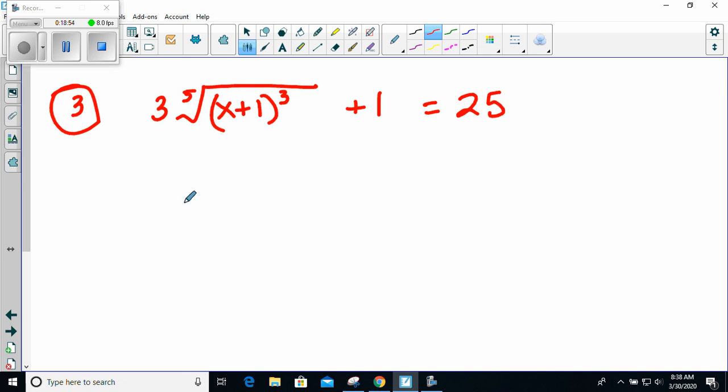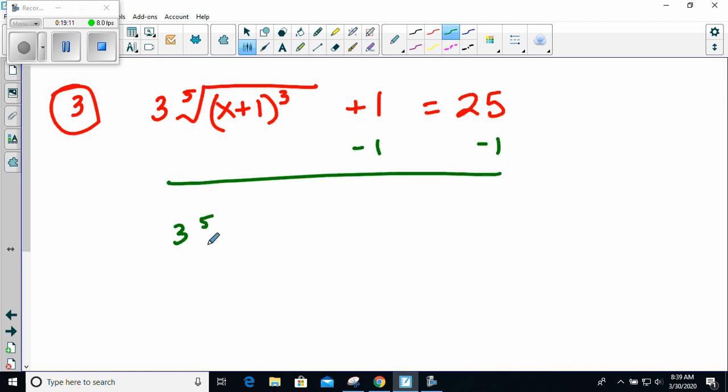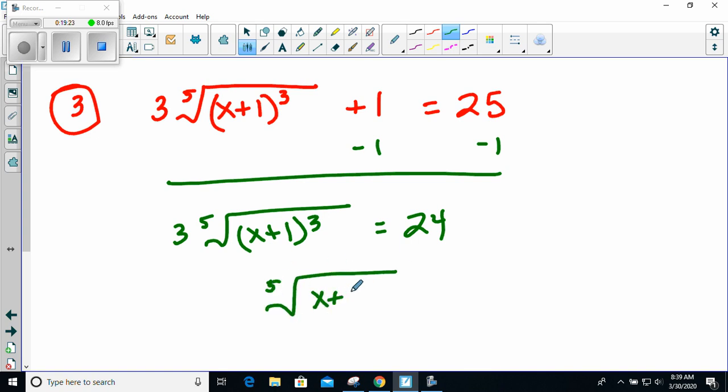Now, if we were to do this by hand, let's talk about it for a second. I would want to subtract 1. Subtract 1 from both sides. 3 fifth root of (x plus 1) cubed equals 24. Some of you already typed it in Desmos. Divide by 3. And if we were live, I'd be like, all right, y'all can go ahead and spit out the answer because I know you know it. Divide 24 by 3, that's 8.